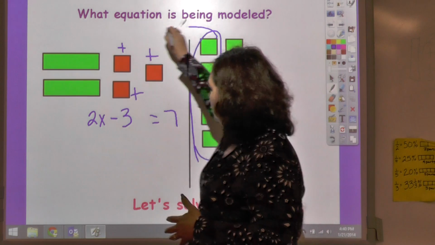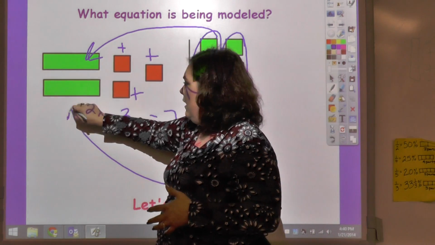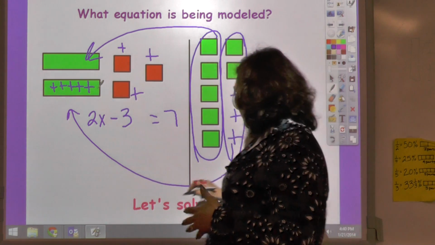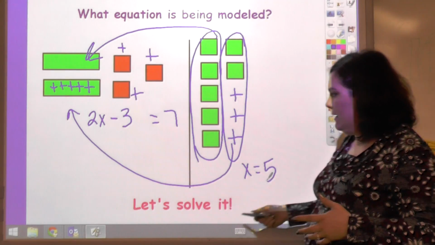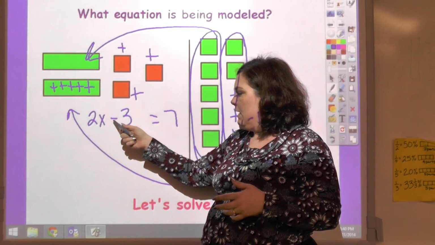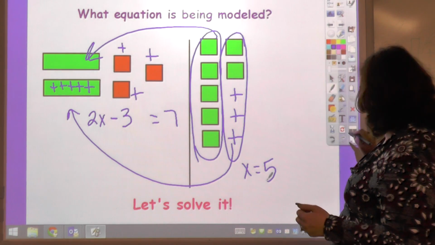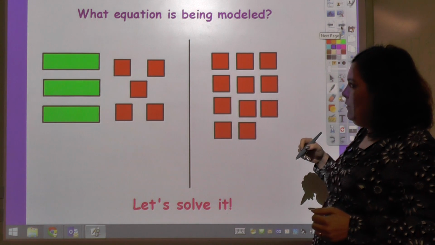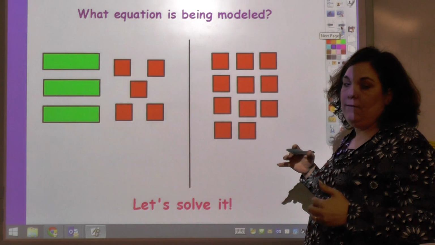This group goes to here, and this group goes to here. And that's 5 of them, 2, 3, 4, 5. So x equals 5. And if I put that back in, 2 times 5 is 10, minus 3 is 7. 7 equals 7, so it's checked. So you do this one and then come back and see how you did and if you did it right.